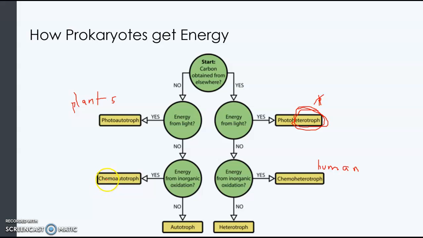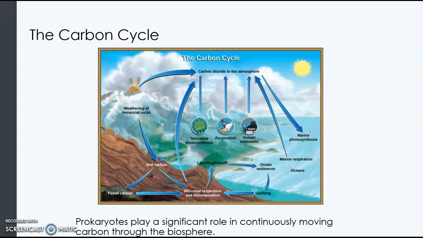So if it makes its own food, in other words, it gets its carbon source from itself, and it gets energy from breaking down chemicals, we call it a chemoautotroph. And then if it still gets its energy from light, but it has to consume the carbon, so the carbon comes from elsewhere, it's called a photoheterotroph. This is just a picture of the carbon cycle, just a review of the carbon cycle.